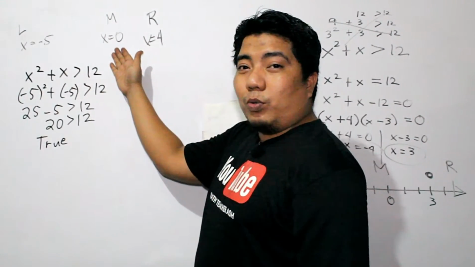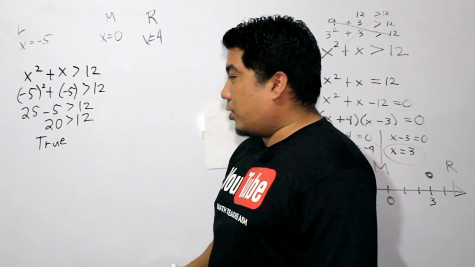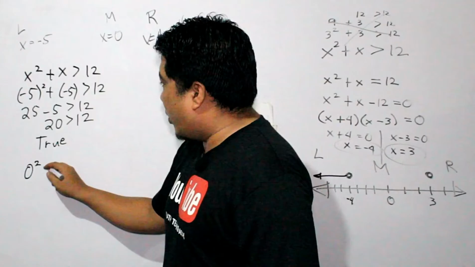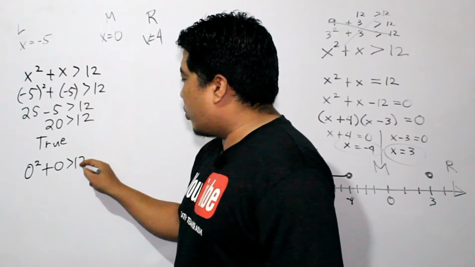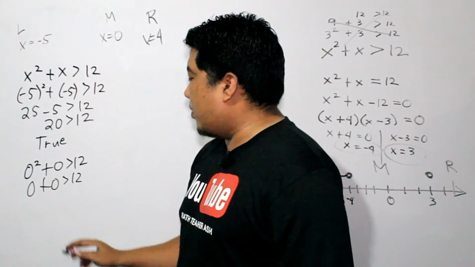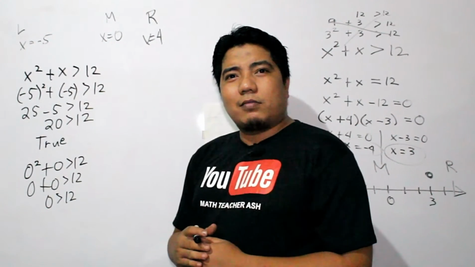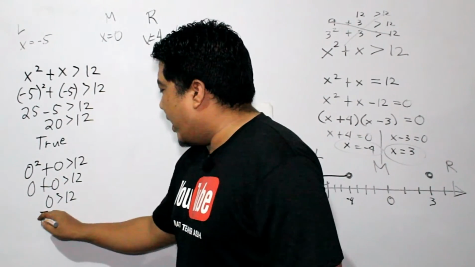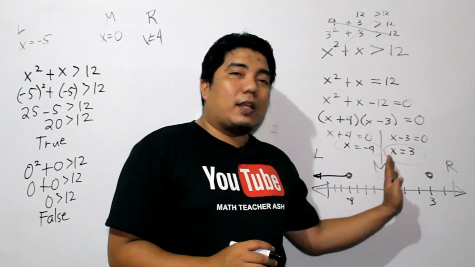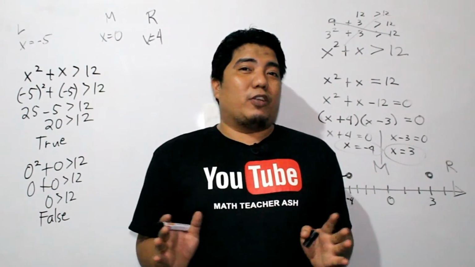Now, let's go to the second point, which is the middle point. X is equal to 0. So, we have 0 squared from here, okay? 0 squared plus 0 is greater than 12. 0 squared is 0 plus 0 is greater than 12. 0 is greater than 12. Is this correct? No, that is not correct. And that is false. Therefore, we can say that the middle region of our given is not a part of our solution.